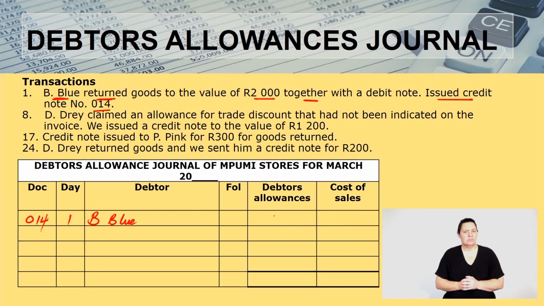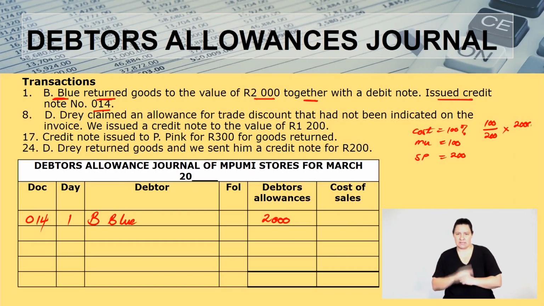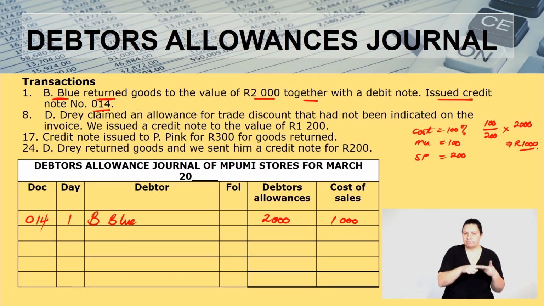How much do we record in our allowances? 2,000. How much will come to your cost of sales? Remember, cost is always 100%, and the markup in this case is also 100%. Therefore, my selling price becomes 200. I want 100, I have 200, so multiply by 2,000. How much do we then get? We get 1,000. That means my cost of sales becomes 1,000. Let me quickly go on to the next one.